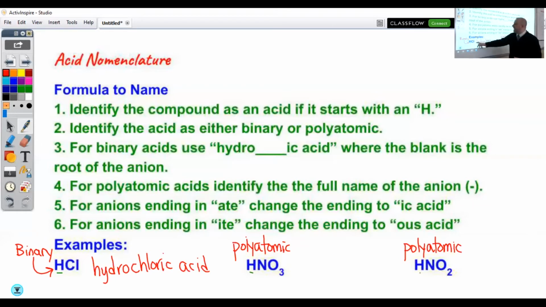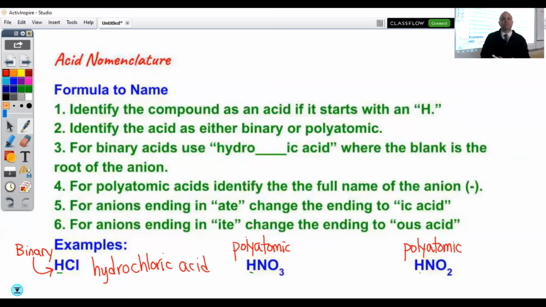So if we had HF, it would be hydrofluoric acid. If we had HBr, it would be hydrobromic acid. So you can just look at the root of that word and then kind of drop it into where this space is. For polyatomic acids, it's a little bit more complex.